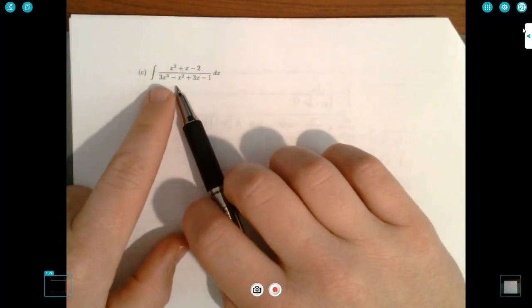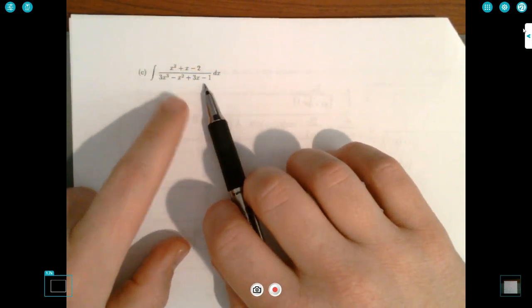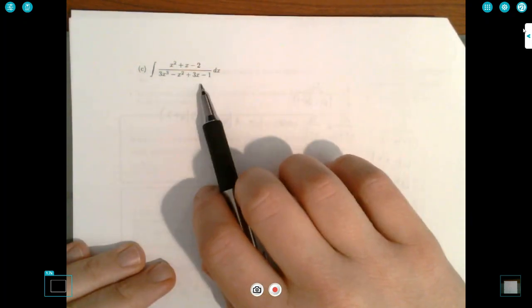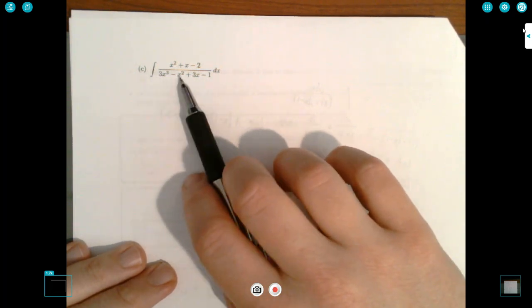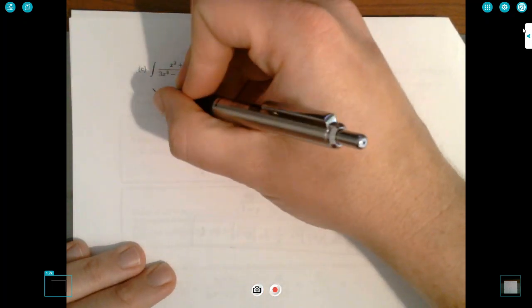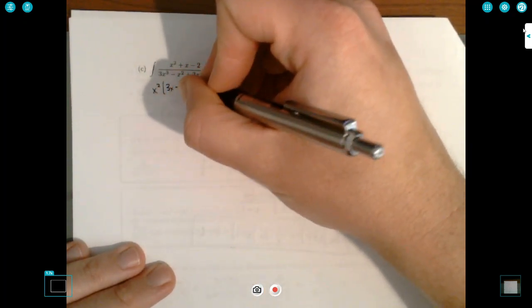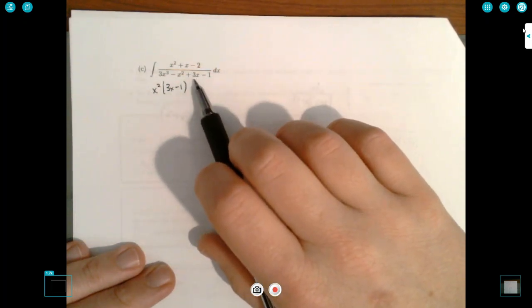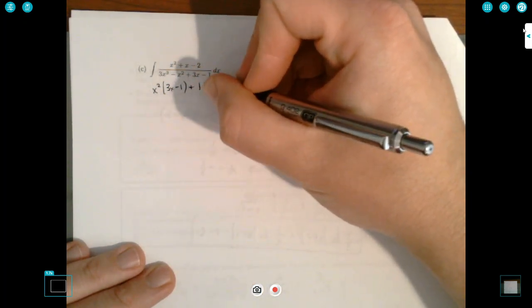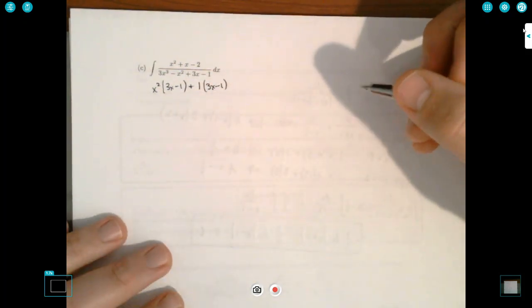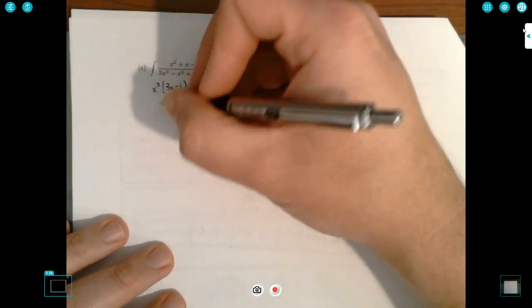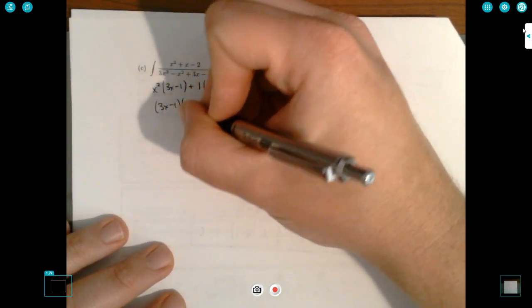Okay, so if I want to do the partial fraction decomposition here, I've got to start by factoring this denominator completely, and I think I can do that if, oh yeah, this will factor by grouping, right? If I group the first 2 terms, I can take out an x squared, and I'd be left with 3x minus 1. And if I group the next 2 terms, I can't really factor out anything, but I'm just going to call it 1 times 3x minus 1. And so then I can factor out the 3x minus 1 now, and get 3x minus 1 times x squared plus 1. So there's the factorization.